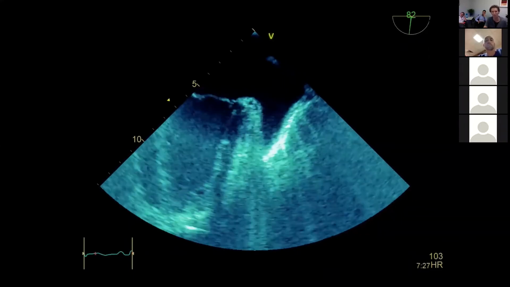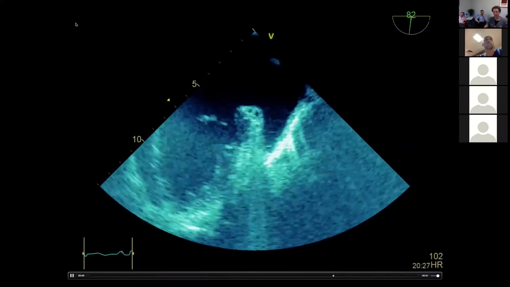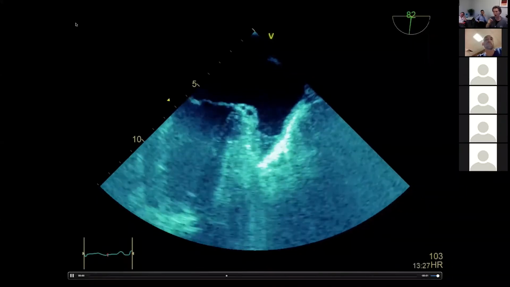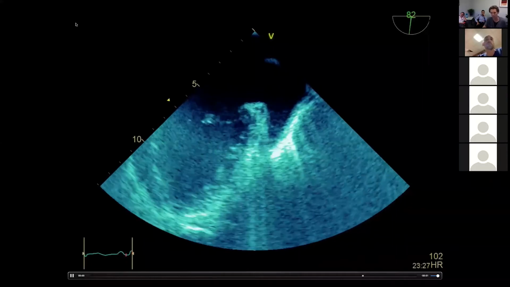And this is a great example of an apical, akinetic apex, acute. It's not thinned and scarred, just standard thickness, but not moving at all. Akinetic. Very nice.